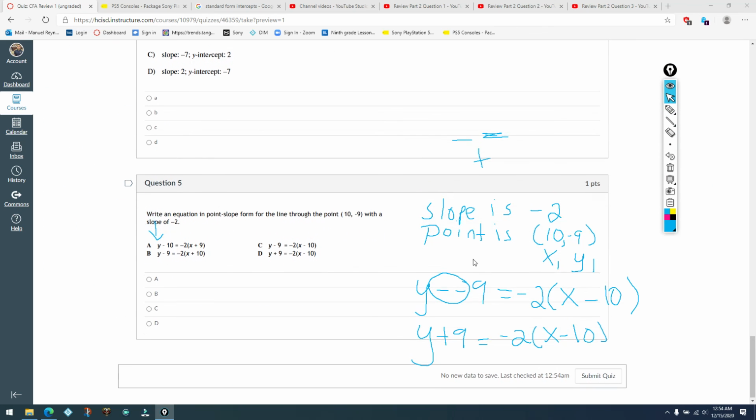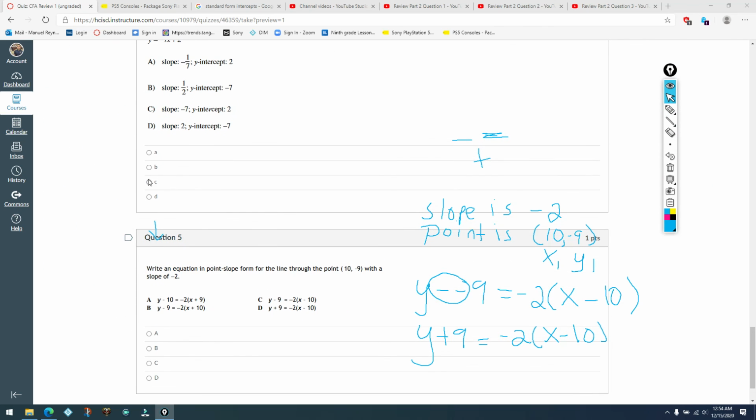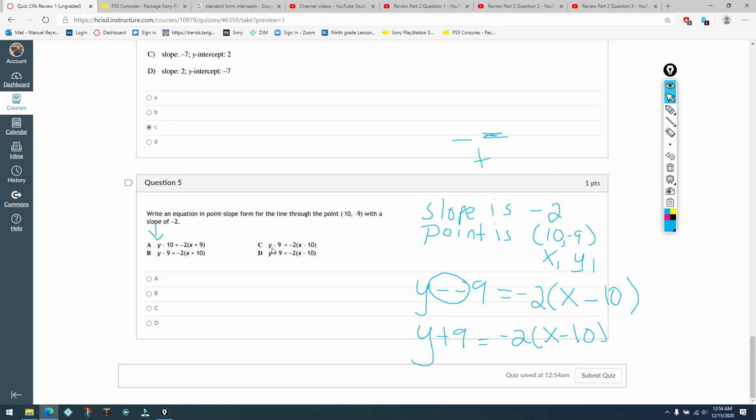So if I go all the way down, I see that I didn't pick an answer for that one. I see that my final answer is y plus 9 equals -2, x minus 10. So letter D.